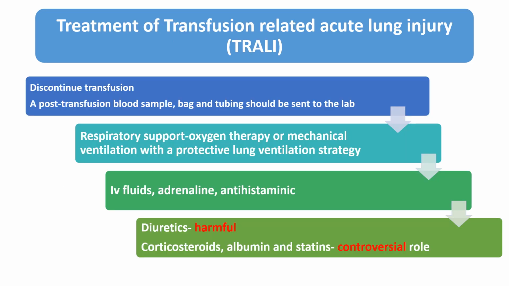For transfusion-related acute lung injury, treatment will remain the same. We should discontinue the transfusion and send the blood sample and bag tubing to the lab. The patient should be kept on respiratory support, oxygen therapy or mechanical ventilation with a protective lung ventilation strategy. IV fluid, adrenaline and antihistaminic should be given to the patient. There is a controversial role of diuretics, steroids, albumin and statins. So these drugs should not be given to the patient because they can harm the patient.